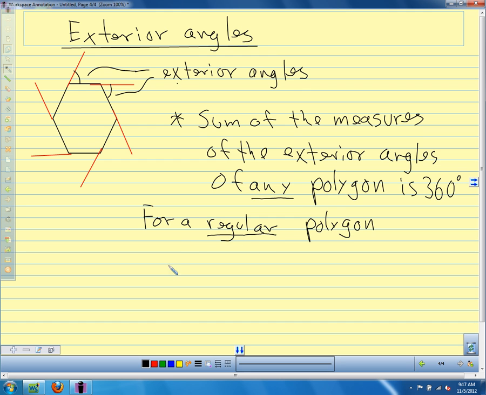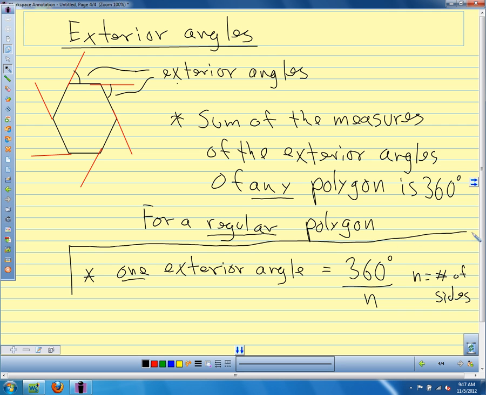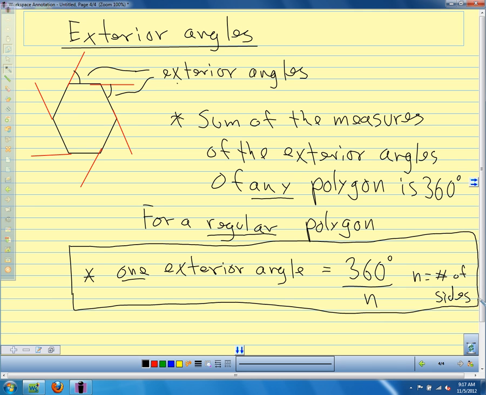For a regular polygon, the exterior angle, one exterior angle, is 360 degrees divided by the number of sides. So this is our third important formula for today. So for a regular polygon, one exterior angle is 360 degrees divided by the number of sides.